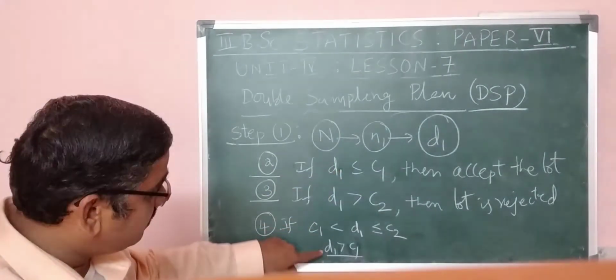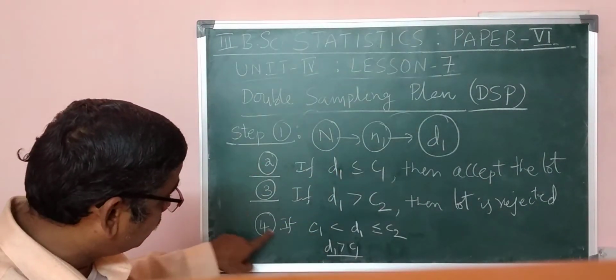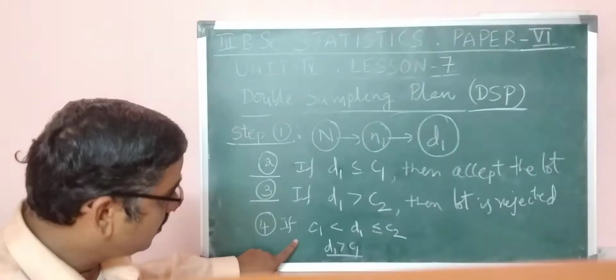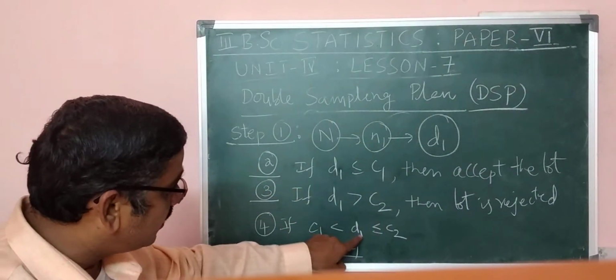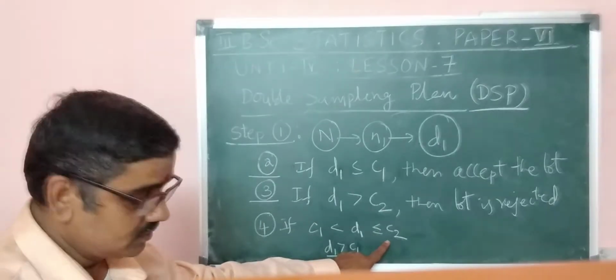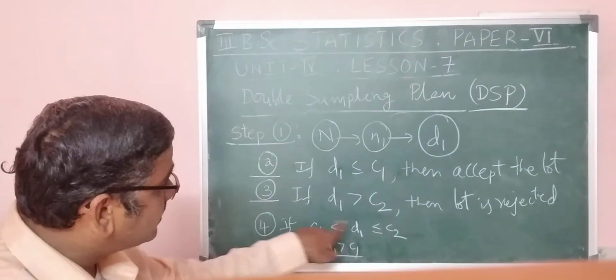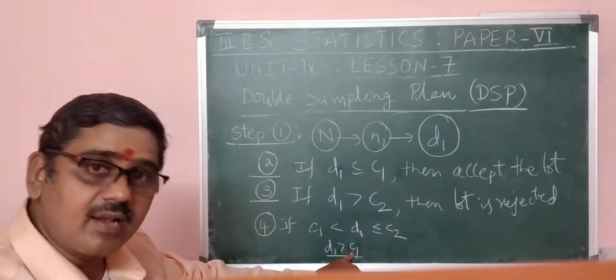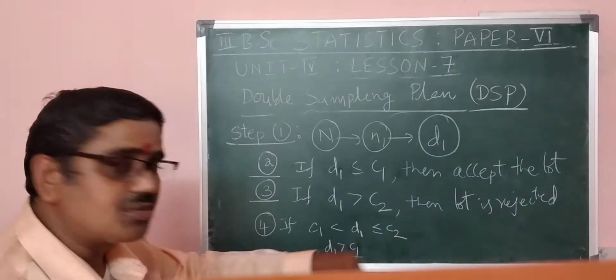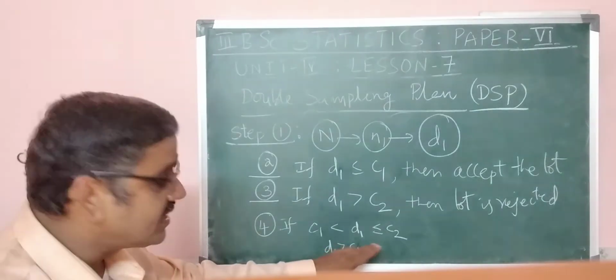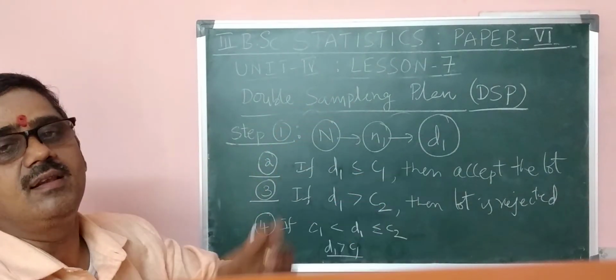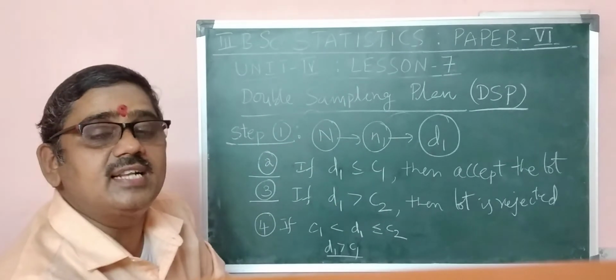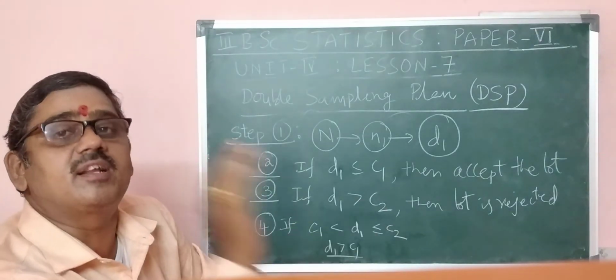Here in this case, D1 greater than C1 is to be included in the fourth point. In this case, to be included here, D1 less than or equal to C2. That is, if D1 lies in between C1 and C2, where D1 is greater than C1 and D1 is less than or equal to C2, in this case you consider the second sample.